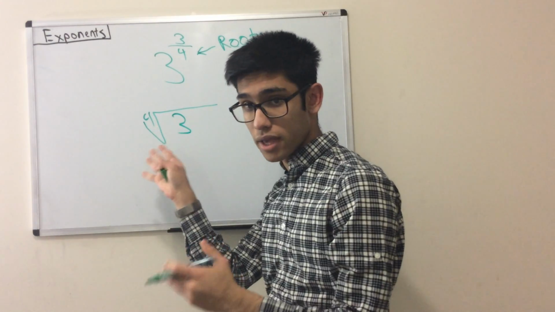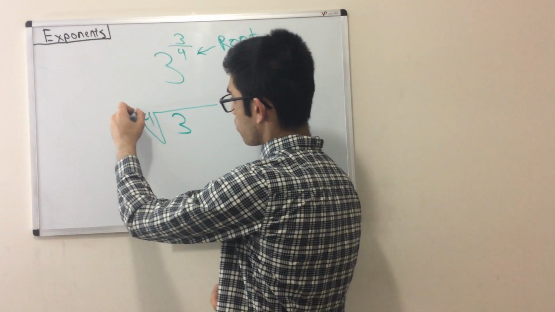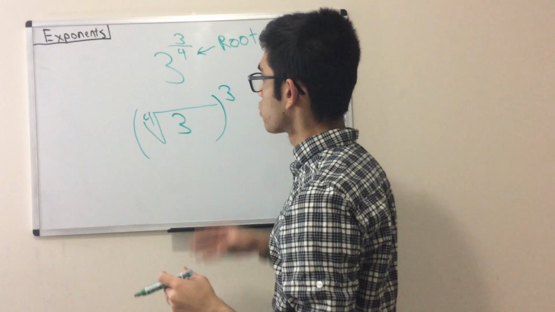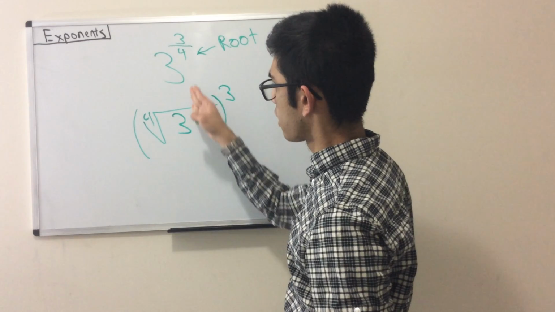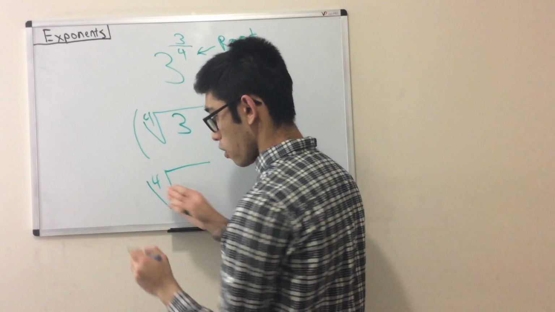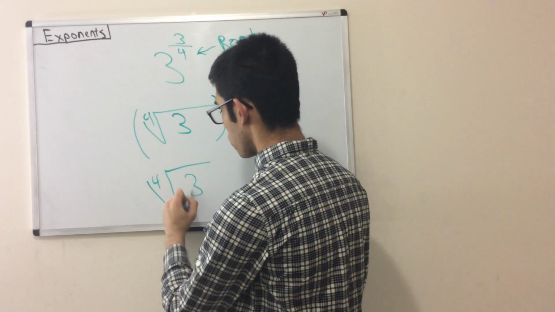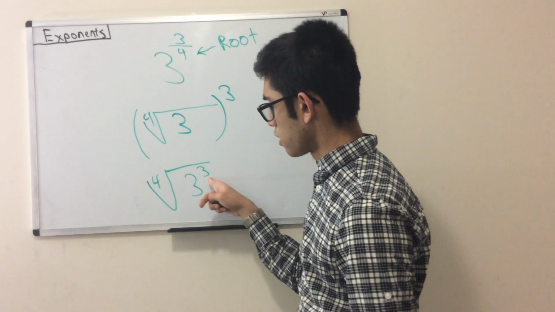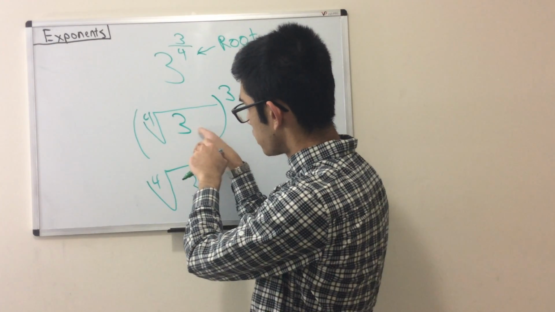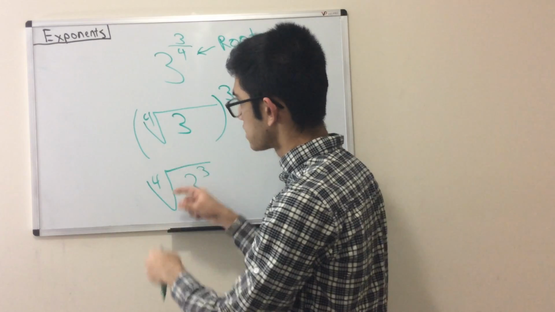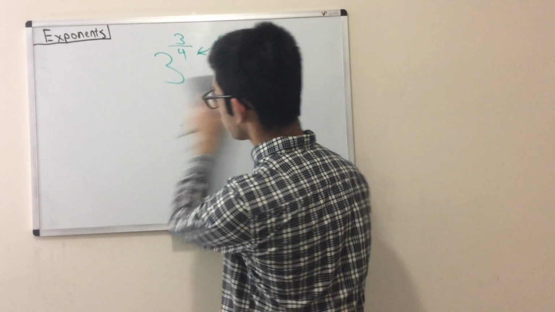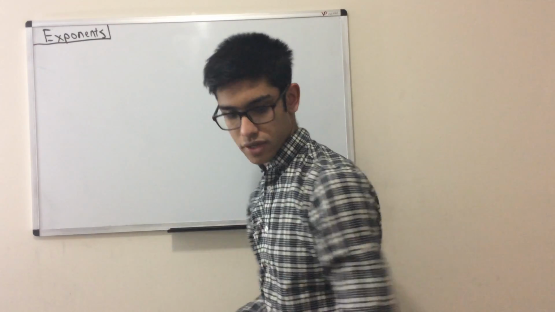So the base is in my root. And what I do is I place some brackets, and I then put the numerator. So this is how you would write a fractional exponent. You could also write this as 3 squared under the 4th root, because the 4th root always has to be there since that's the denominator. So the numerator gets applied to the base, and the denominator becomes the root. Let's do a few more examples actually. And I'm sure you'll get the hang of this sooner than later.